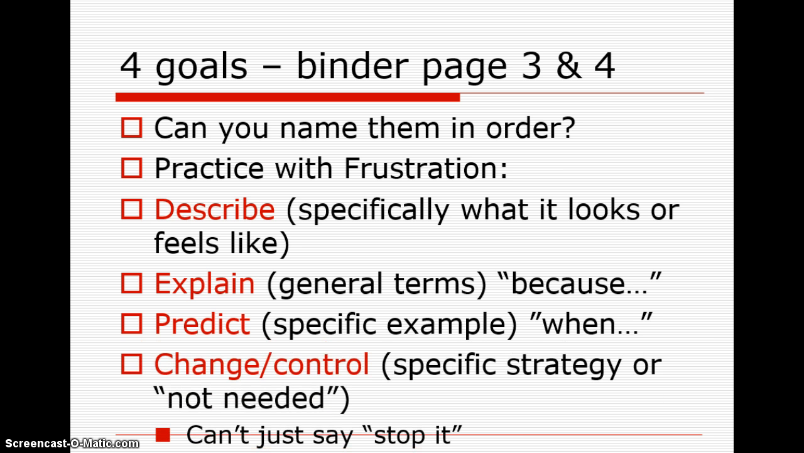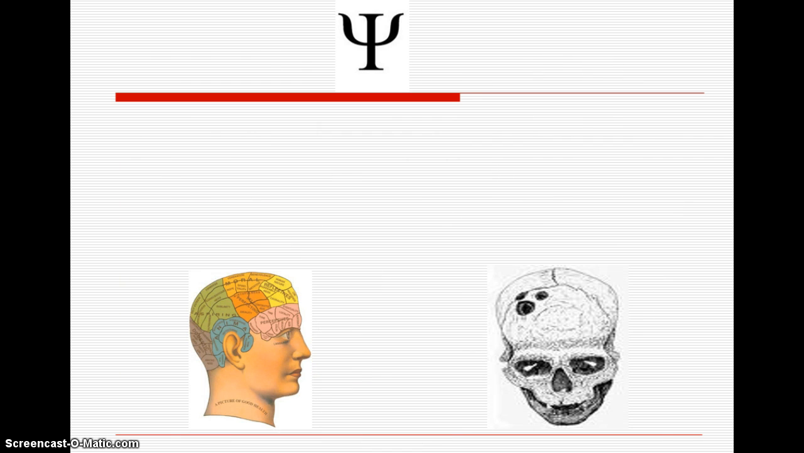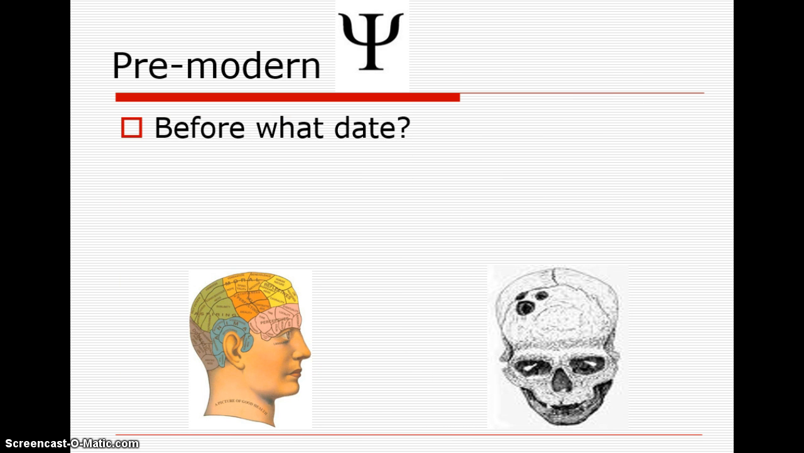And for change or control, make sure you address how you are going to help that individual. I would help them by taking deep breaths or pointing out what they already know. You can't just say, oh, tell them to stop it. That won't count. For pre-modern psychology, this is the stuff that is not scientific.